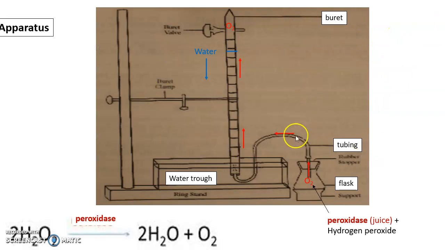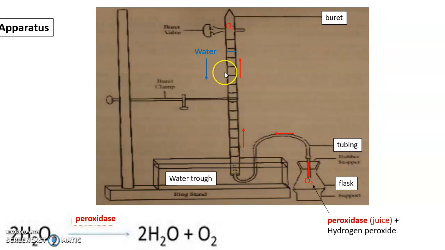Here is what the apparatus setup would look like. There is a ring stand with a burette clamp, which will connect to a burette, which is a long tube with measurements on it and a little valve that lets air in and out. Then we have a water trough filled with water. We have the flask. In the flask is where the chemical reaction will occur. This is where the hydrogen peroxide and the juice with the peroxidase will be. And this tubing will connect to the burette.